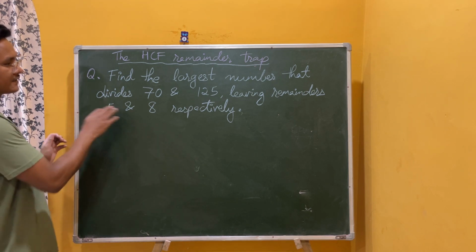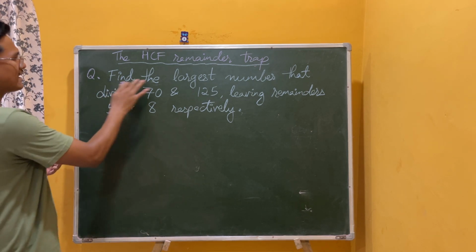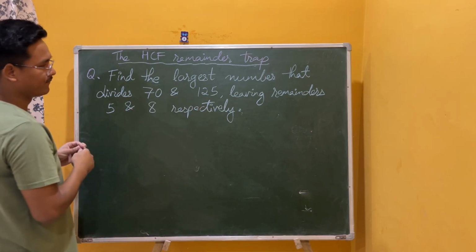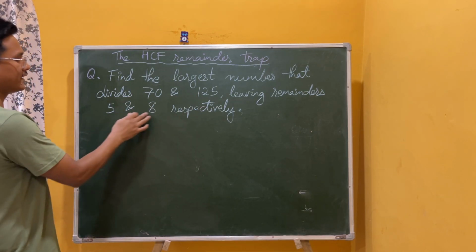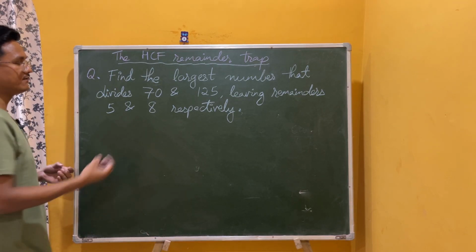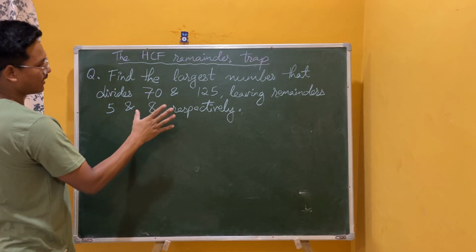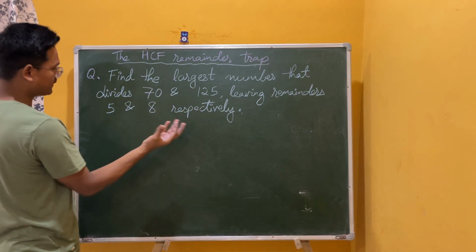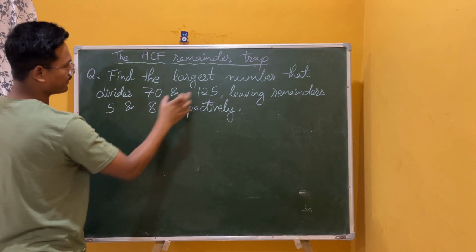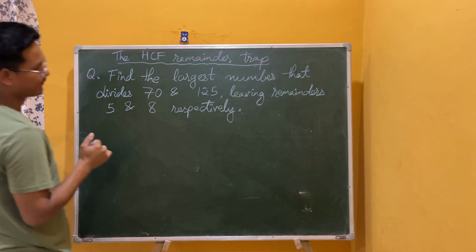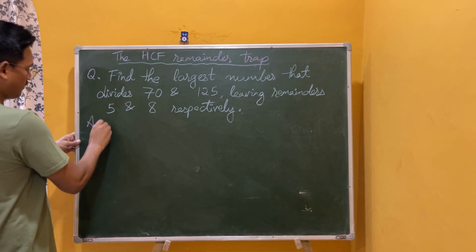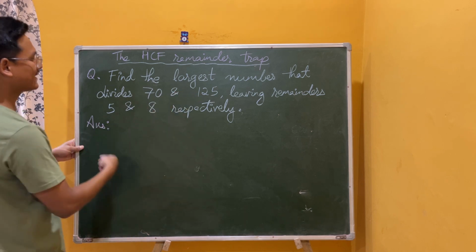So let's understand this. Find the largest number that divides 70 and 125, leaving remainders 5 and 8 respectively. So you need to find the largest number which divides both of them and leaves remainder 5 when you divide 70, and it leaves remainder 8 when you divide 125. The same number. So answer is, how you should do, you first subtract the remainders.